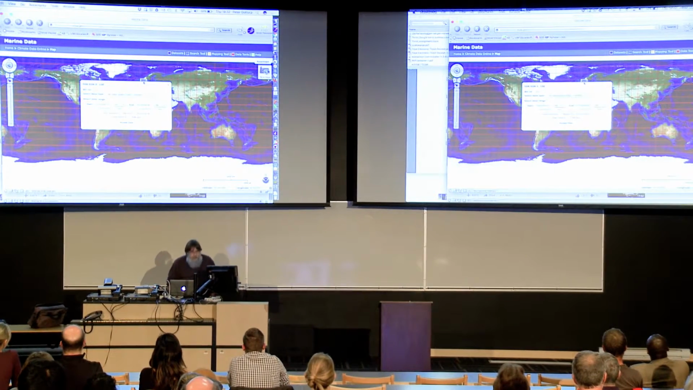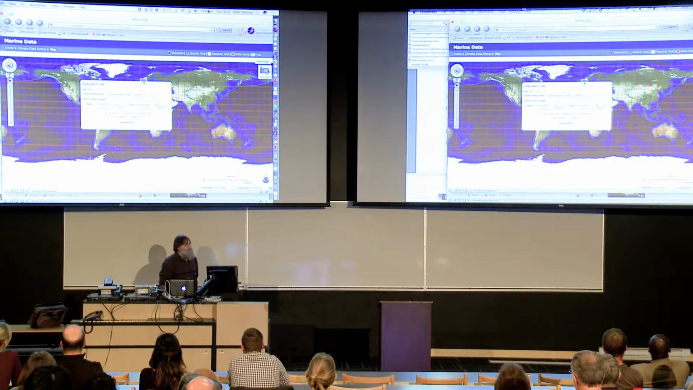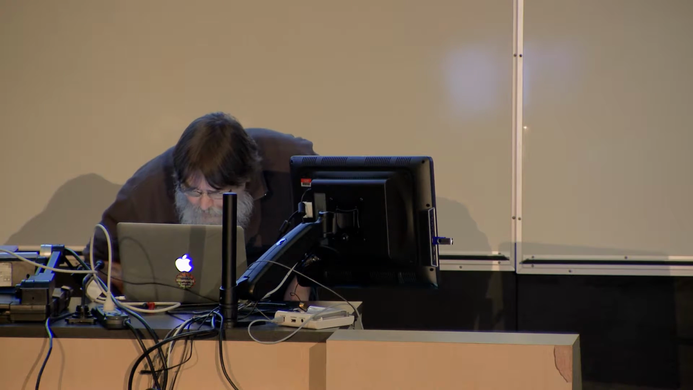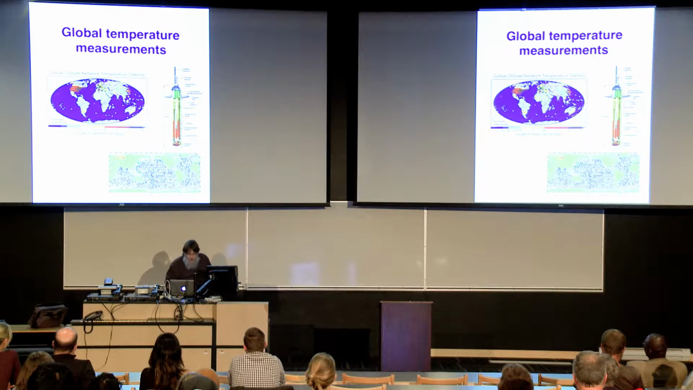There are 17,000 observations starting in February of 1748. You know, it's very unequally spaced in time, and very unequally spaced in space, because ships don't go everywhere. There are some places that have virtually no measurements at all. That's how you measure it.